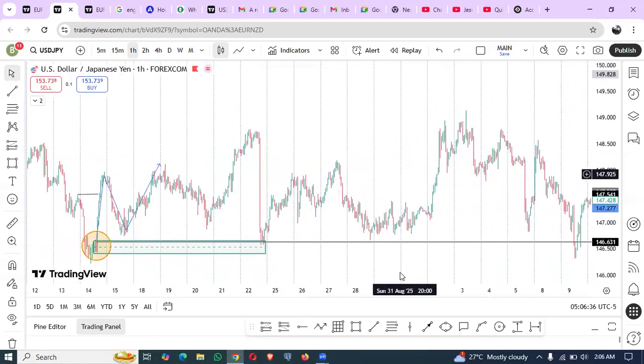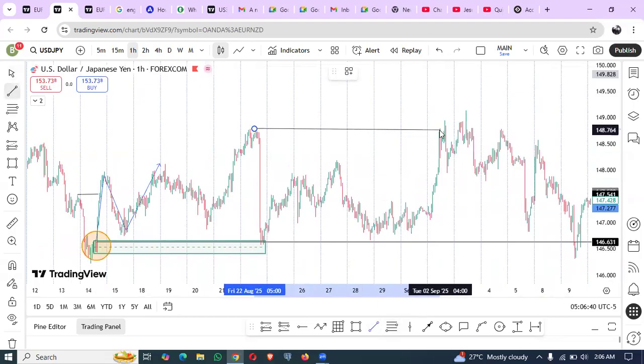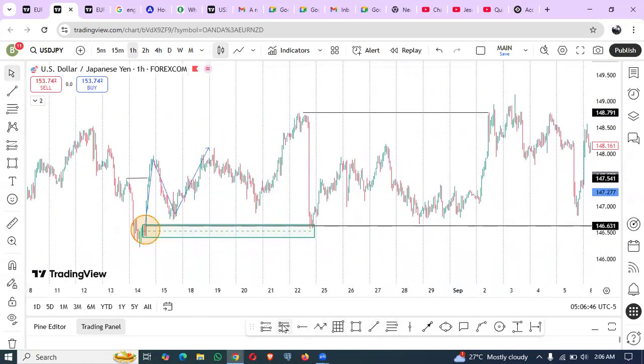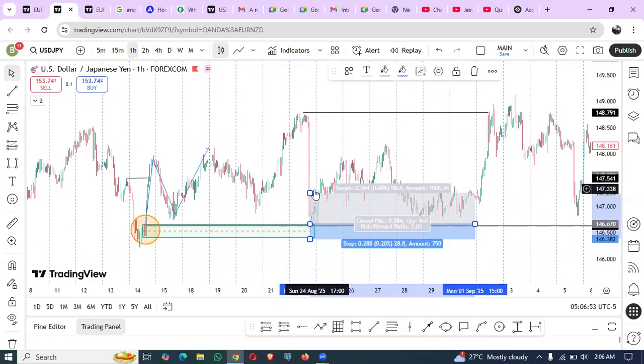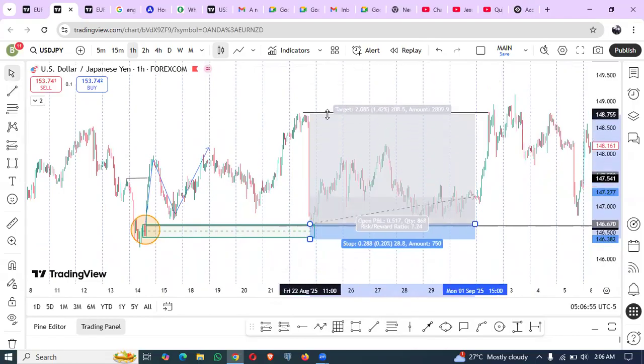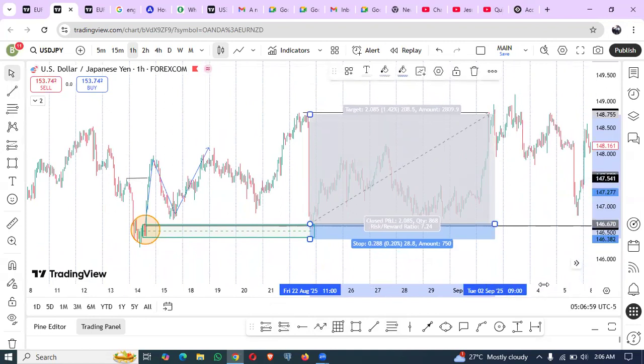You can see, target this high as your TP, or take 1 to 4. Take 1 to 4 there, SL below the zone, and leave the market. That's it. 1 to 7, good. So always target 1 to 4 and leave the market.